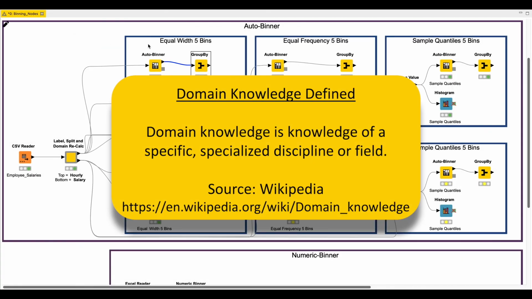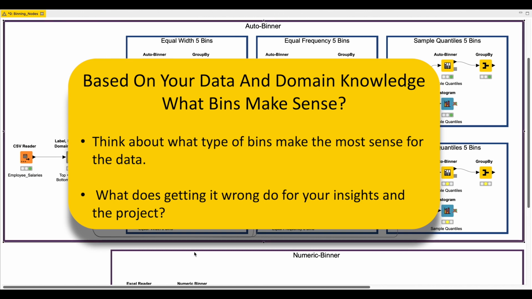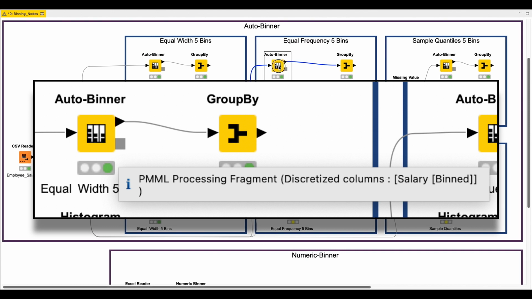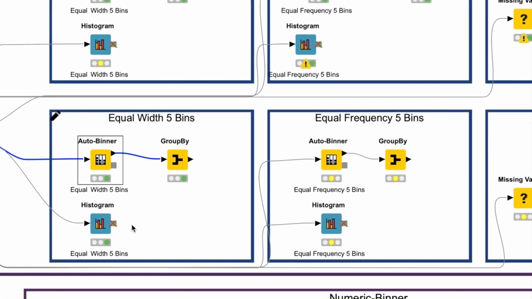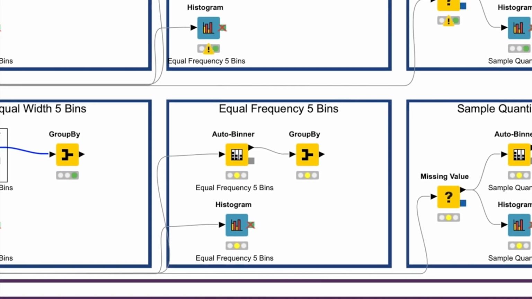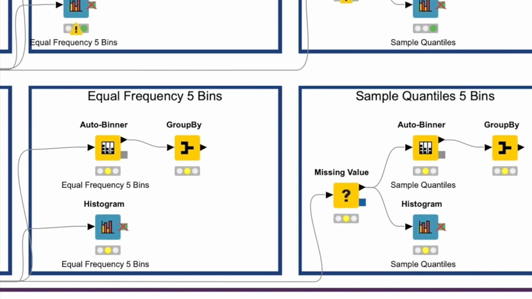You can probably understand where domain knowledge is a necessity when binning values and can greatly assist in successfully summarizing and drawing insights from the data. The auto binner also includes a PMML, or Predictive Model Markup Language, processing fragment output to connect these configurations to PMML models. Included in this workflow are many other examples for you to step through, and the same examples using the salary data are available as well.